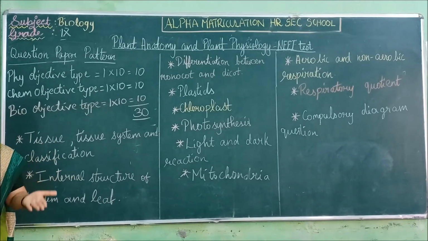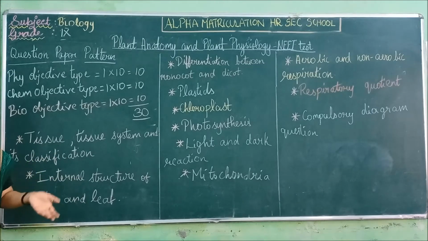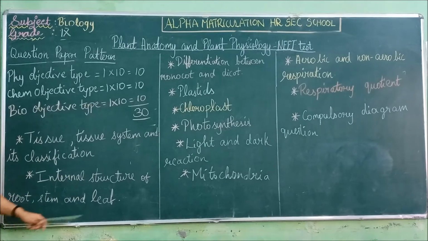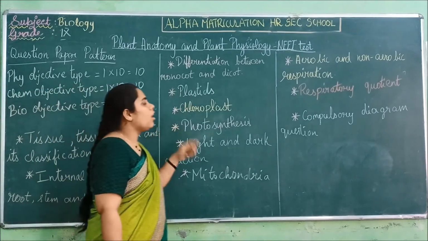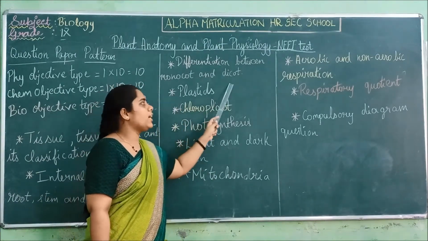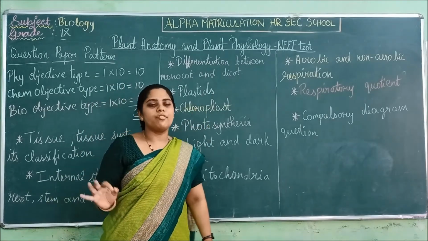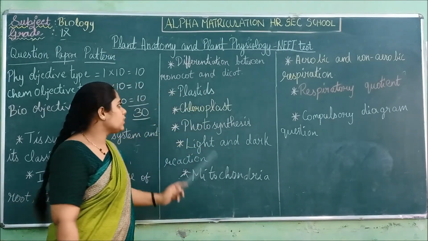In the unit test itself you have learned this already, so this is just a revision for answering in one word. Go through each page and learn everything. Also learn the differentiation between monocot root and dicot root, monocot stem and dicot stem, monocot leaf and dicot leaf. Learn the 3 differences for each.